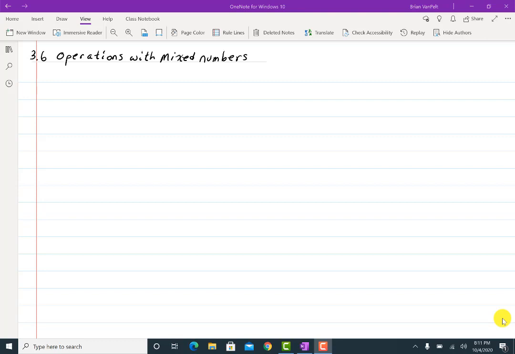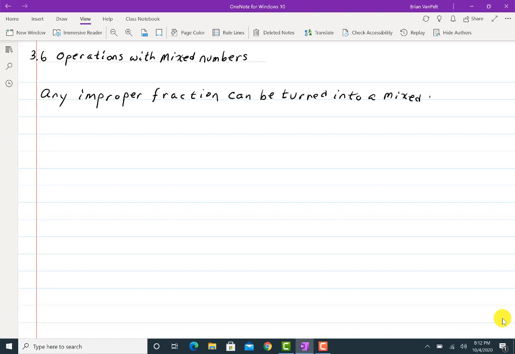So anytime any improper fraction can be turned into a mixed number. So I'll show you how that's done. This example is meant to help with that.